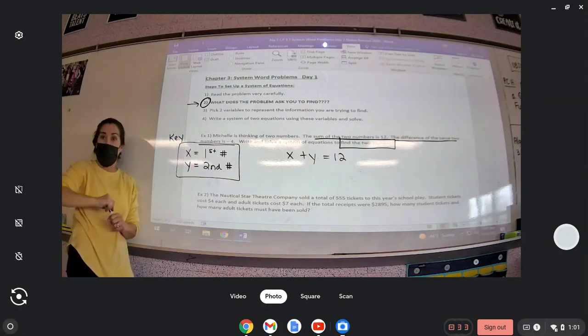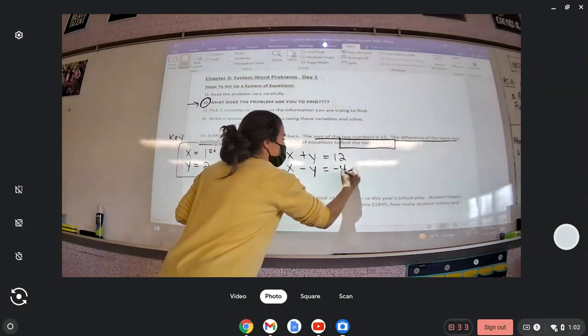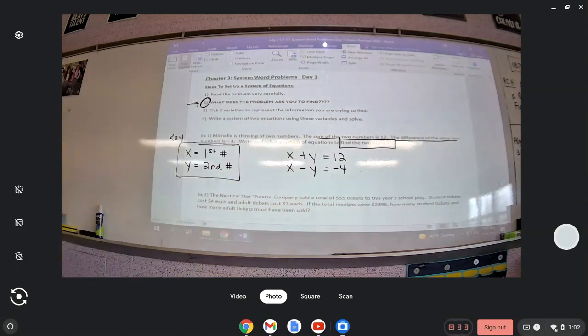What does that look like when you write it as an equation? X minus y equals -4. Perfect. And you're done. And you did it. You just wrote a two-variable, two-equation system that we could now solve and find out who those two numbers are.